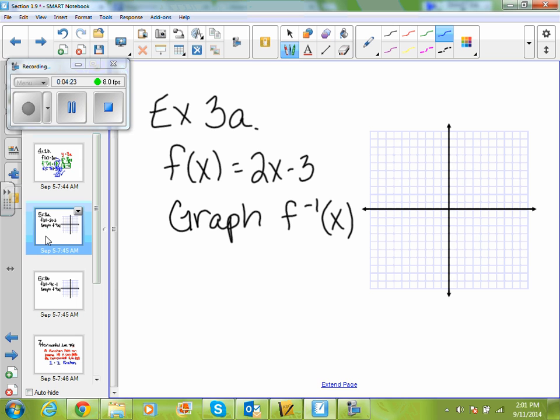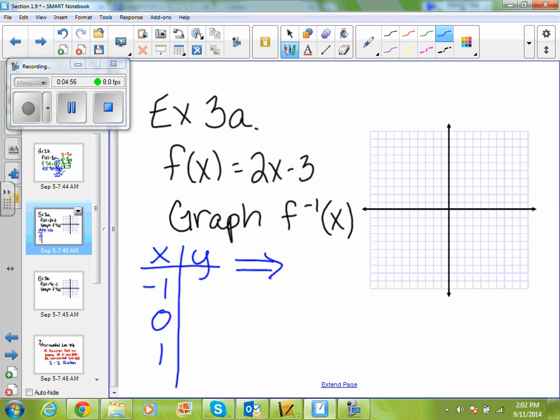So let's look then at graphing inverses. We're given the function f of x equals 2x minus 3, and we want to graph that. There's a couple different ways we can do that. We can try to find our inverse and then graph that function, or we can make a table of values for my first graph, so -1, 0, and 1, and then I can translate that for my inverse function.